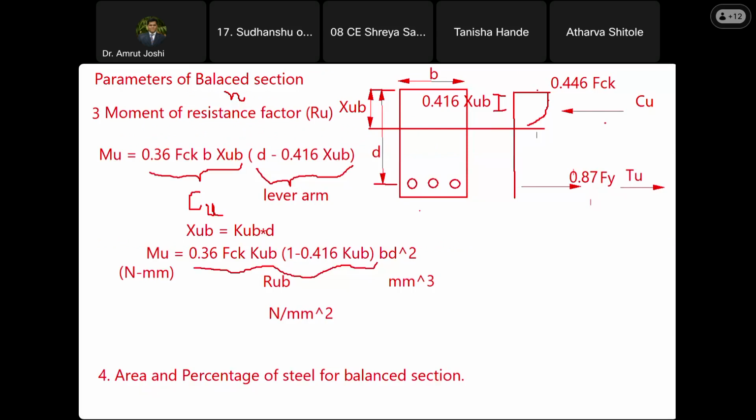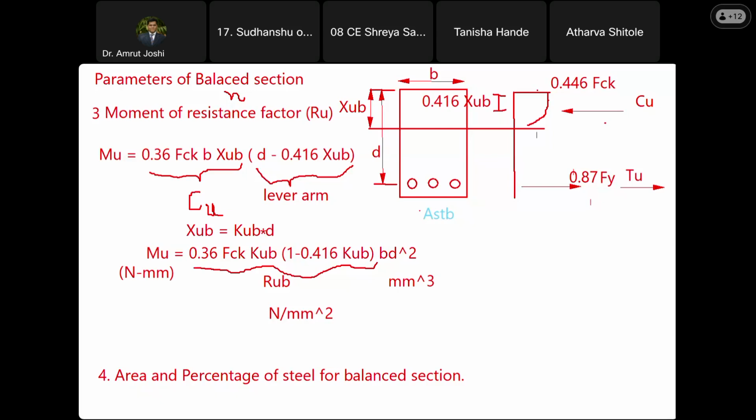What does S stand for? S stands for area of steel. What does T stand for? It is the area of steel provided on tension side of bending. Because the beam is subjected to sagging, the bottom face will be subjected to tension. So area of steel provided on tension side of bending, and B stands for balance section. So area of steel to be provided on tension side of bending such that the section becomes balanced is ASTB. Are you clear of this notation, Shreya?